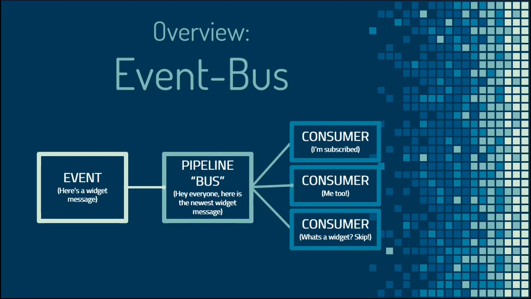The appropriate event manager sends it to the pipeline for distribution to all consumers regardless of the subscription or interest. Once the consumer receives the widget message, it determines if it is subscribed to that particular event manager. If it is, it intelligently processes the event. Otherwise, it just skips over it.